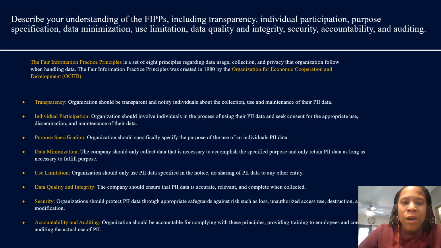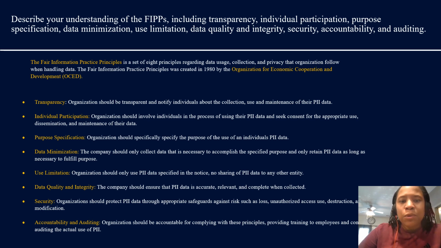The fourth principle regarding data minimization means that an organization should only collect the data that is necessary to accomplish a specific purpose, and they are to only retain the PII data as long as it is necessary to fulfill that purpose. For example, if an individual is working with a healthcare provider, the healthcare provider should only collect HIPAA data that is related to the individual's health records.